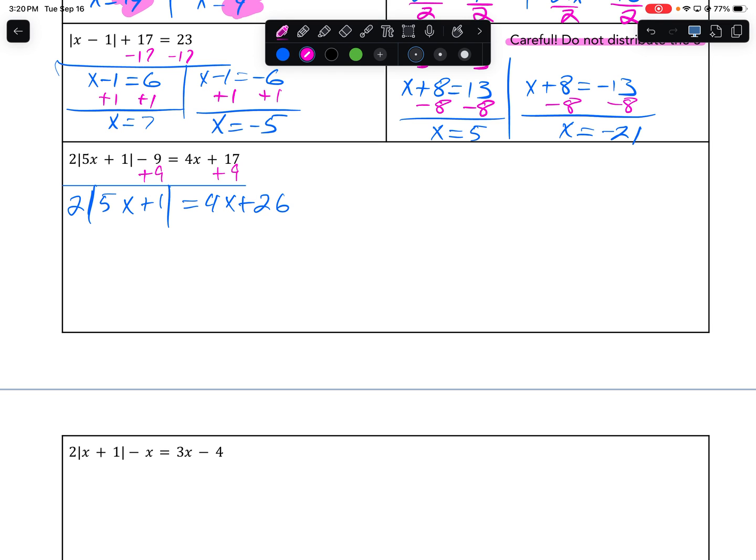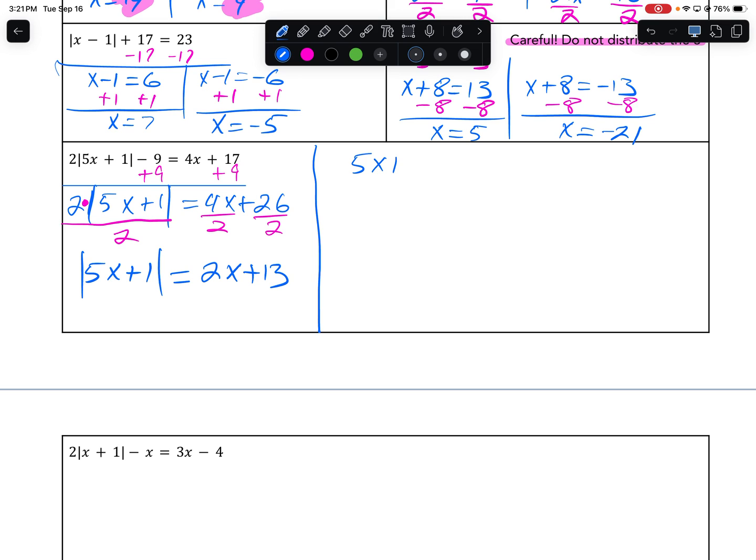Then we have to divide out because it's like 2 times this absolute value. You can't distribute, that's why we have to divide that 2 out. And I really appreciate when you show divide by 2 on both parts of the right side of the equal. I find that if students write the big fraction bar and the divide by 2, you tend to forget to reduce one of them or divide one of them, which gives you the wrong answer, and that's always annoying. So we have 5x plus 1 equals 2x plus 13, and then we'll make our 2 cases over here.